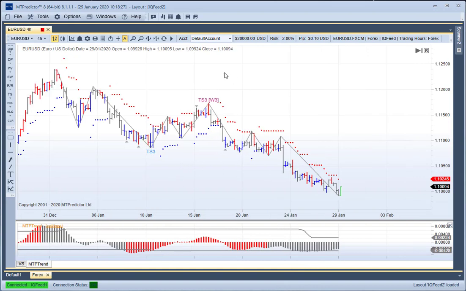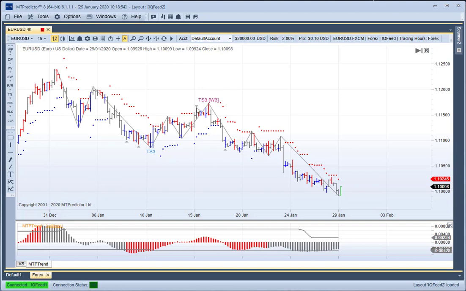The setup I want to look at is this TS3 W3 or Wave 3 trade setup here. This is one of our favorite MTPredictor trade setups because it comes at the end of a potential wave 2, and then following a wave 2 there's normally a wave 3. A wave 3 is normally the strongest and longest in a completed 5-wave sequence, and as such represents the largest profit potential in relation to the smallest initial risk. That's why it's one of our favorite trade setups.